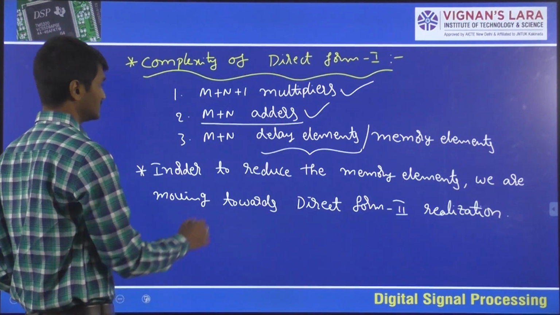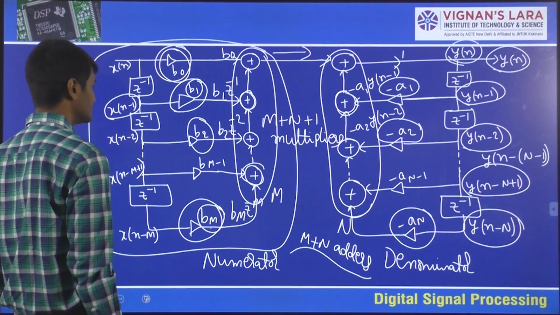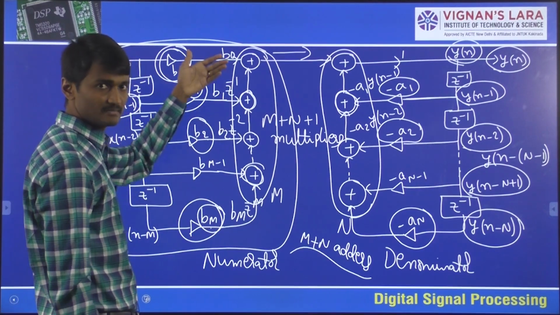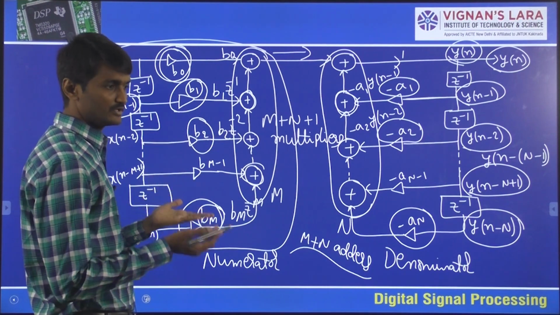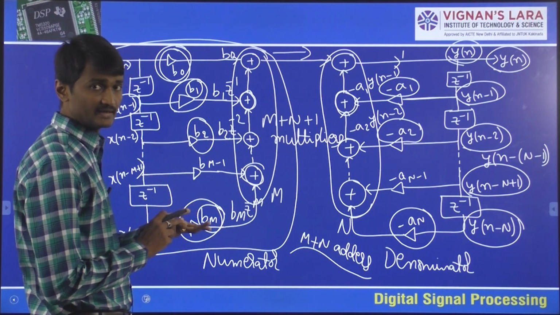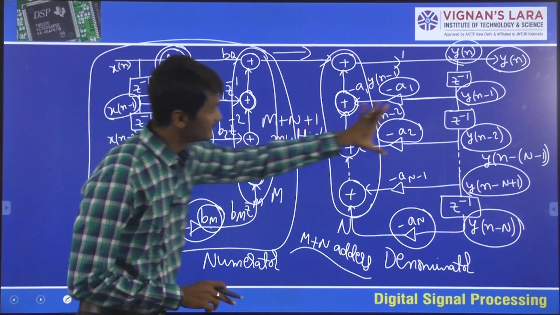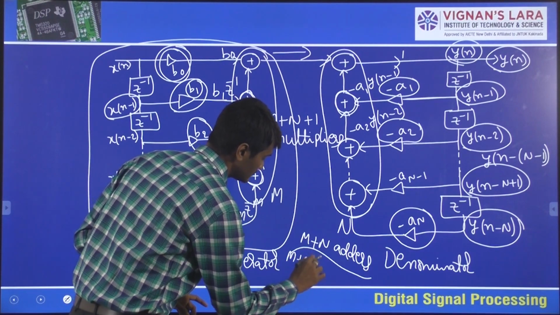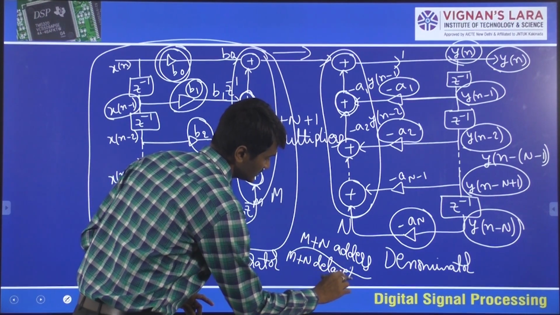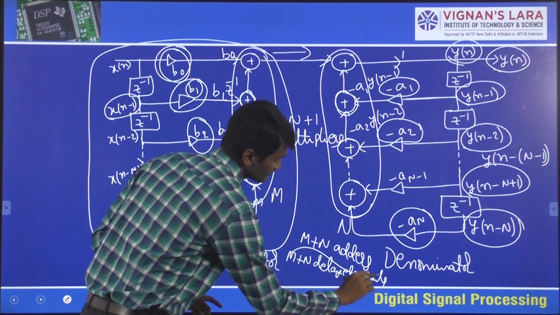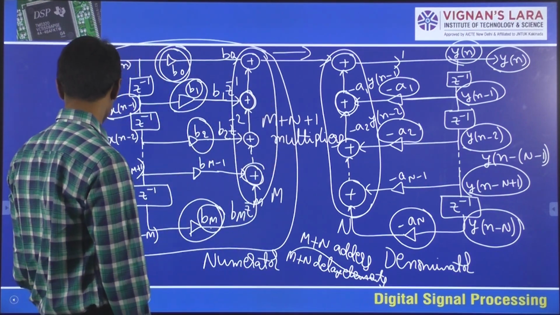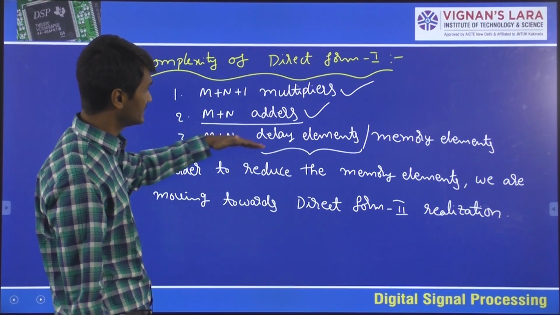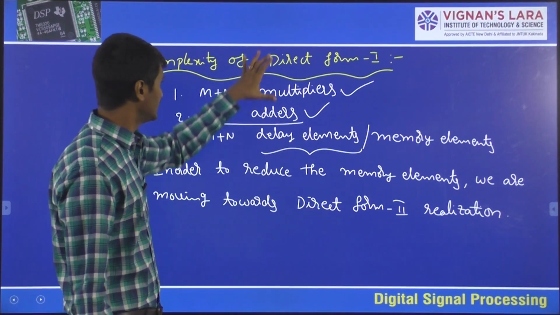Next, delay elements. How many delay elements are we using? Whatever the powers there are, z power minus m and z power minus n, so obviously we need m plus n delay elements. These are m delay elements and here it is n delay elements, so m plus n delay elements we are using. So m plus n plus 1 multipliers, m plus n adders, and m plus n delay elements, which are memory elements, we are using in direct form 1.